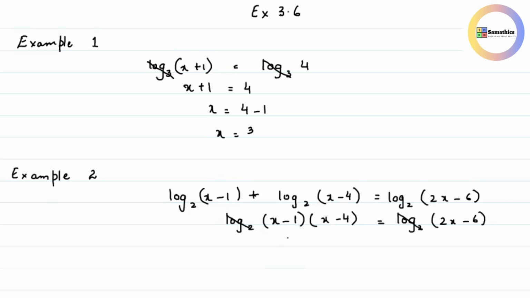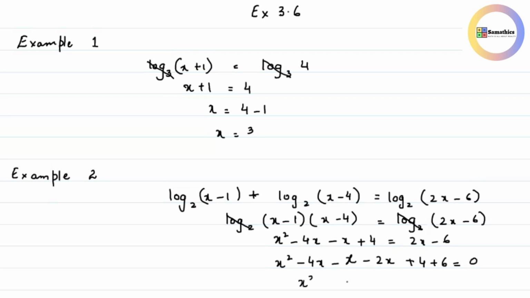Then we'll do the simplification. It will become x square minus 4x minus x plus 4 is equal to 2x minus 6. Then we have x square minus 4x minus x minus 2x plus 4 and plus 6. So it will become x square minus 7x plus 10 is equal to 0.